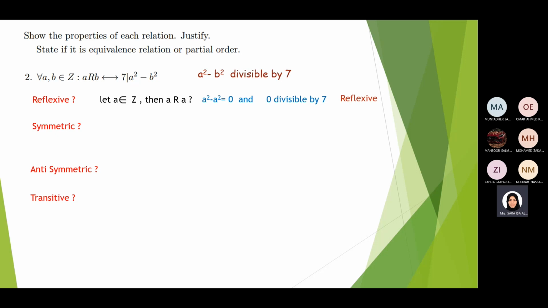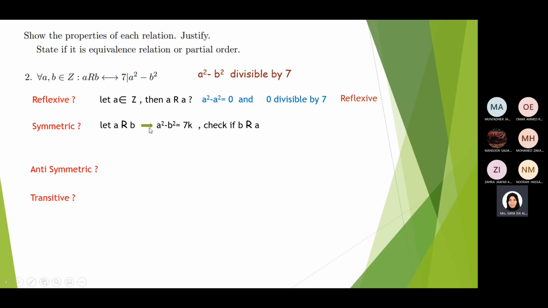Is it symmetric? What does symmetric mean? If A is related to B, can I conclude that B is related to A? So I assume A related to B and I have to show B related to A. This is how to prove it directly. Let A be related to B. What does it mean? According to the definition, A square minus B square is 7K.